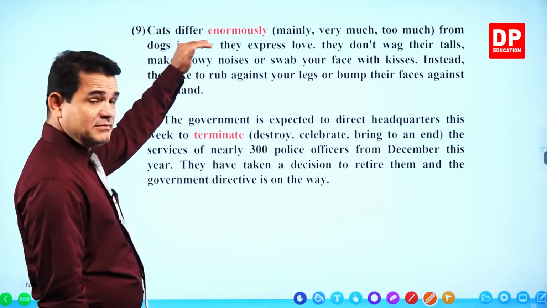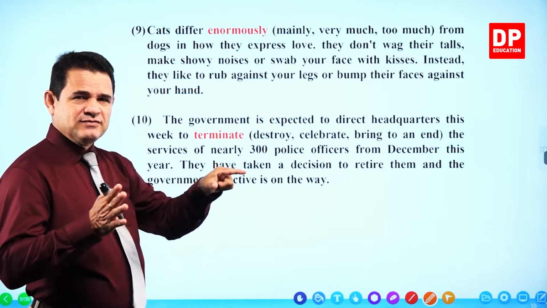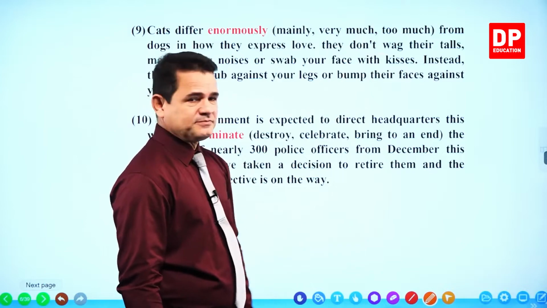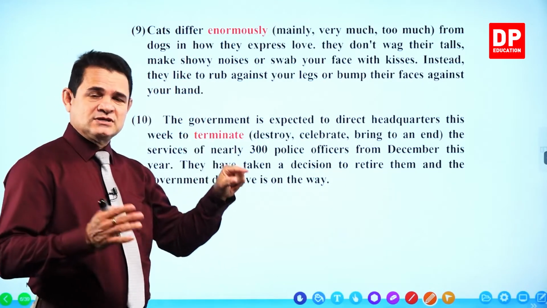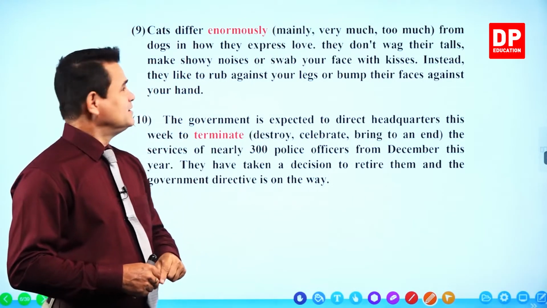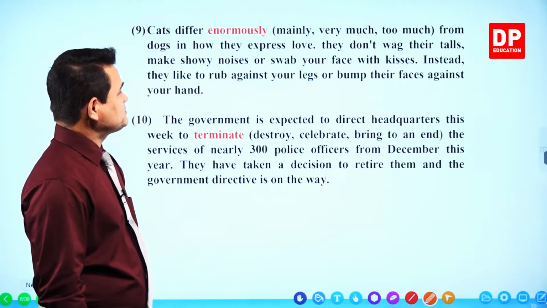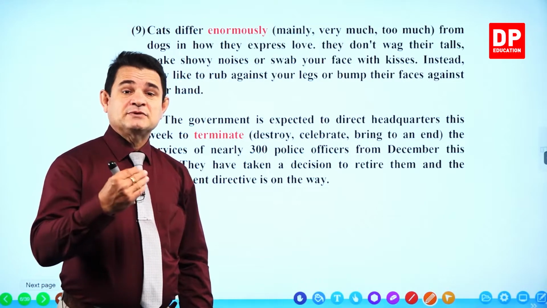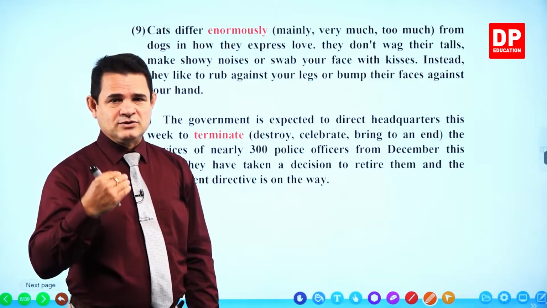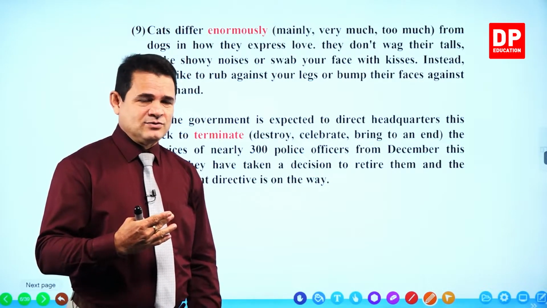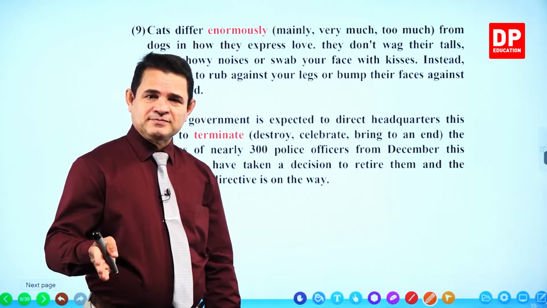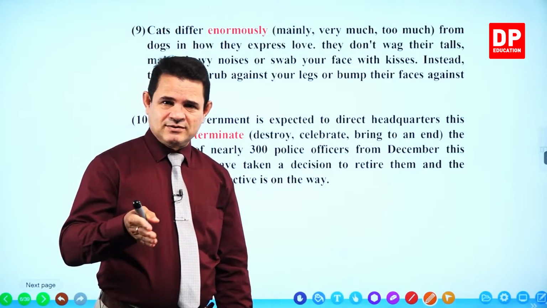Cats differ enormously. Cats differ means they are different. Enormously means mainly, very much, too much. From dogs, they differ a lot, that is what it means. So what does enormously mean here? How they express love. Now cats express their love and also dogs express their love. Cats and dogs express love, right? How? They don't wag their tails. Cats don't wag their tails. Wag means to move the tail from side to side.